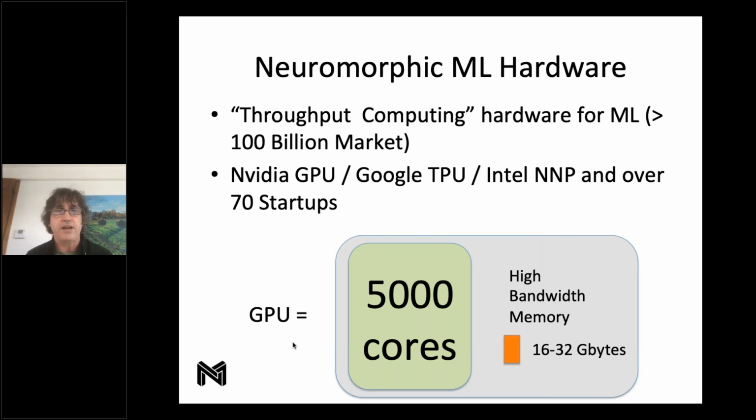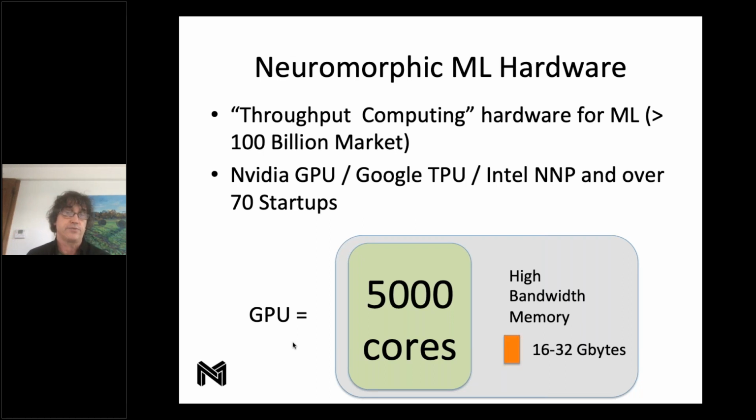It's a huge market that's being created for hardware for machine learning, starting with NVIDIA that makes GPUs, through Google that makes TPUs. Intel has a new product. It purchased a company called Habana that makes an accelerator. And there are 70 different startups that are making these kinds of hardware accelerators.